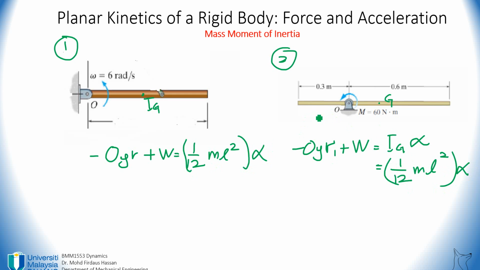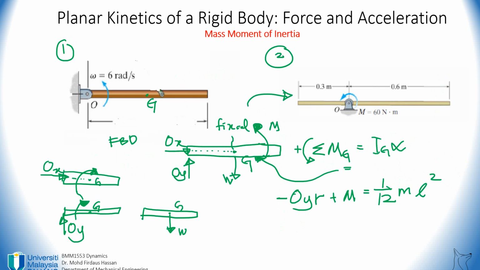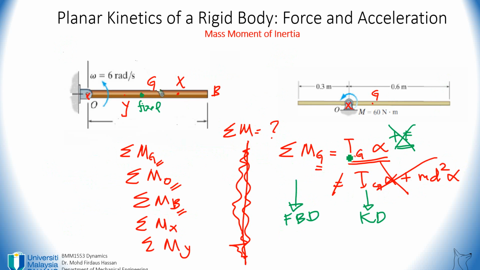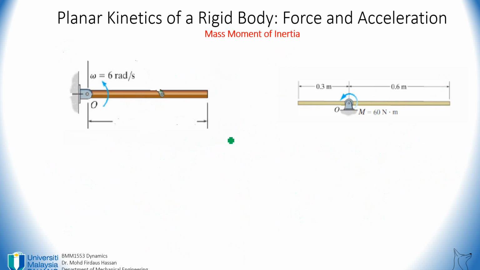It's similar because you have the pin, x or y, you have the external moment of 60 Newton meters, and you have the same omega here, 6 radian per second. So it will give you the same answers, negative OY times R, but R1 here and R here are different. The equation is basically similar. When you use the summation of moment at G, remember you must have a single term on your right hand side, Ig times alpha. Sir, sometimes I found that we use the summation of moment at O, for example. We still have IO alpha. Yes, this equation is valid.